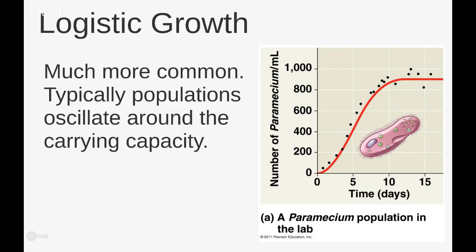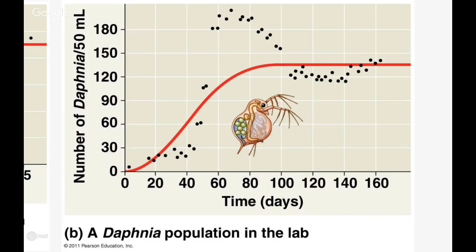But those graphs don't really exist that cleanly in real life. They usually look a little more something like this, where they'll have their ups and their downs that go above the carrying capacity and then come below. As long as they don't go extinct, they'll come back up and so forth, and they'll fluctuate around that carrying capacity line. Okay, but you do definitely see an increase in growth range and then a staying kind of stable along a carrying capacity range.